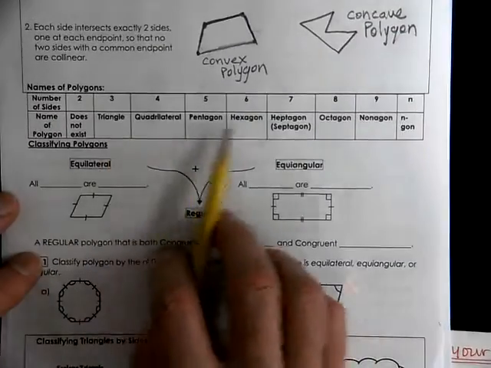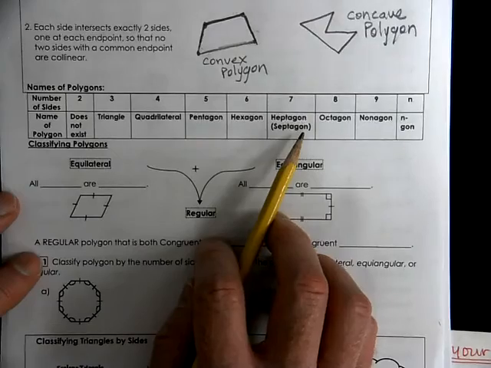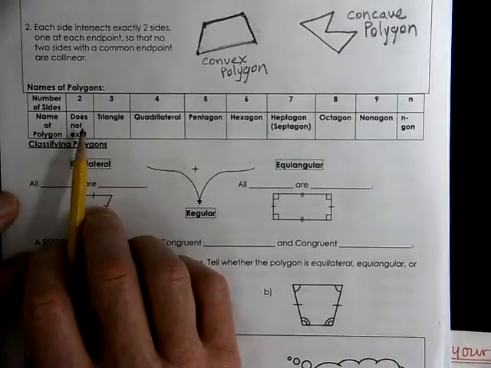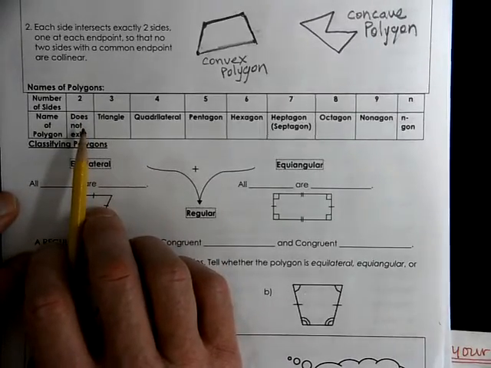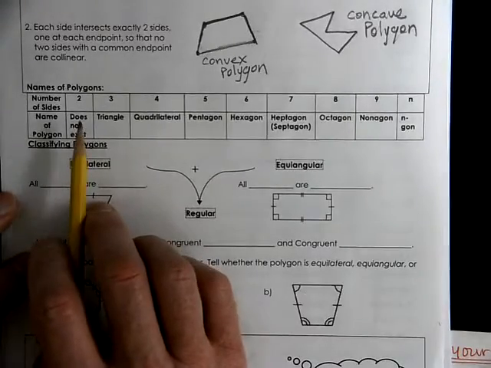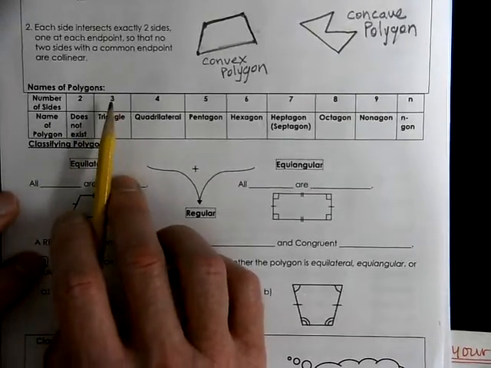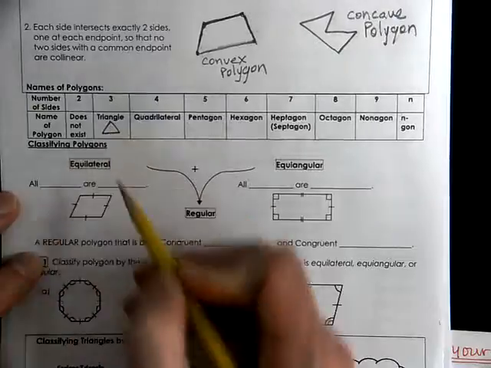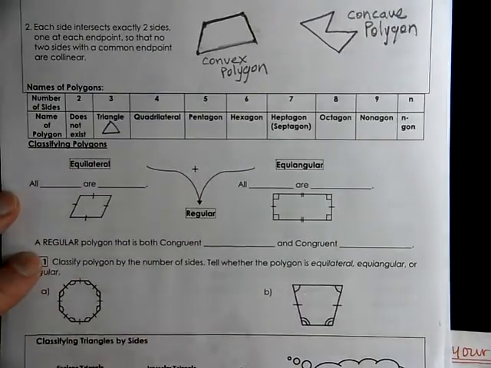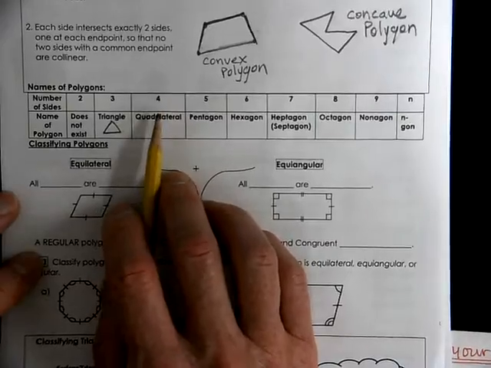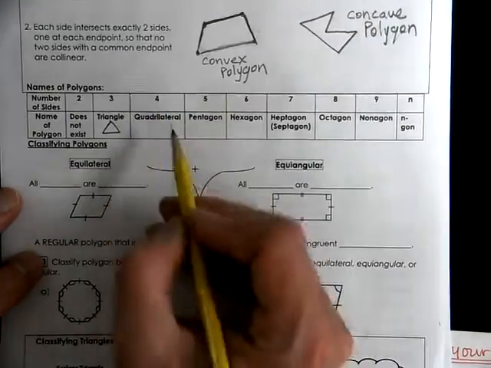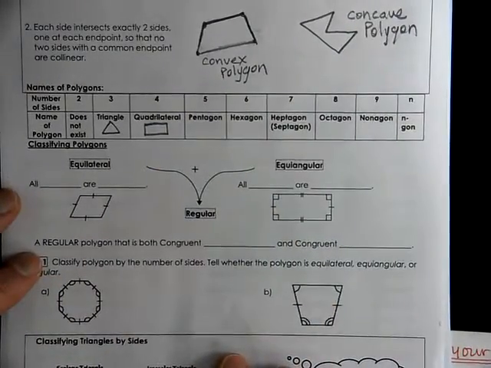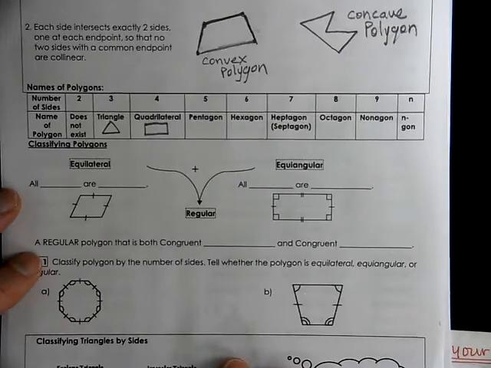Down here, we have a variety of different names that go with these number of sides. So to have 2 sides, you don't have a polygon using 2 sides. You can't make a closed figure with only 2 sides. But of course, you can do that with a triangle. You can draw 3 sides. That would be a triangle. Quadrilateral is going to have 4 sides. Now, there's a whole bunch of different types of quadrilaterals. But a quadrilateral is any polygon with 4 sides.